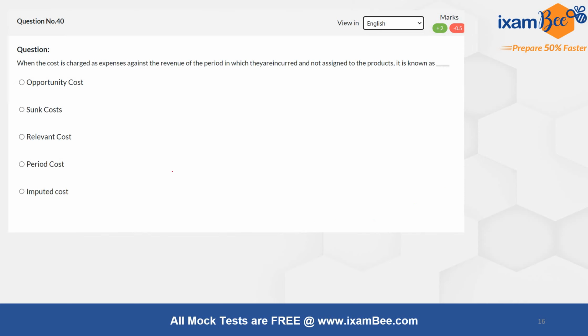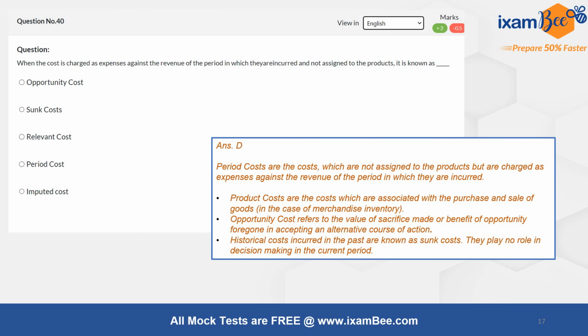Next question, when the cost is charged as expenses against the revenue of the period in which they are incurred and not assigned to the products, what is it known as? The correct answer is D, period costs, right? So when they are not attached to or assigned to a particular product, they relate to that particular financial period or duration to which the cost associates, and therefore they are known as period costs. Mostly fixed costs are period costs in nature. The other costs are the product costs, which are directly associated with a certain product or goods, and these are also variable in nature.